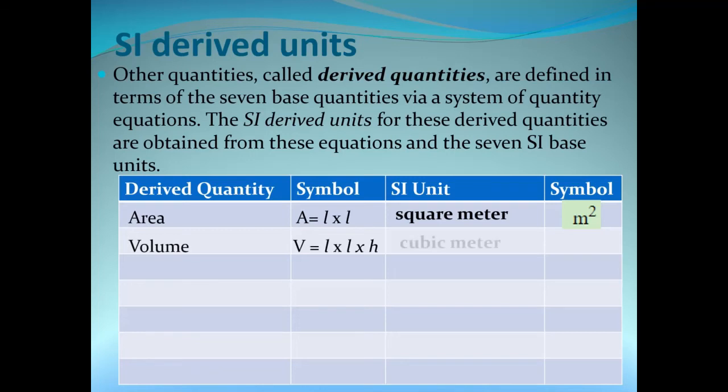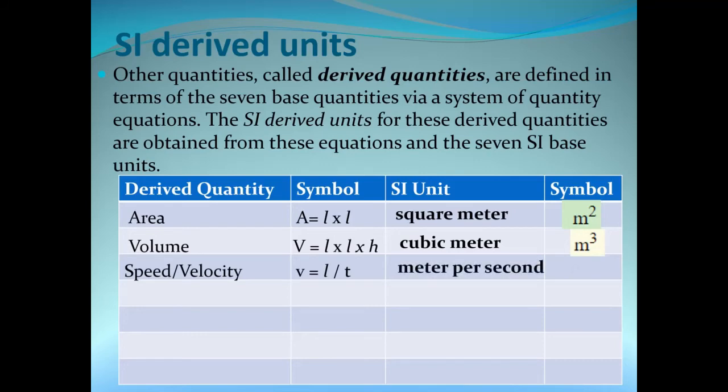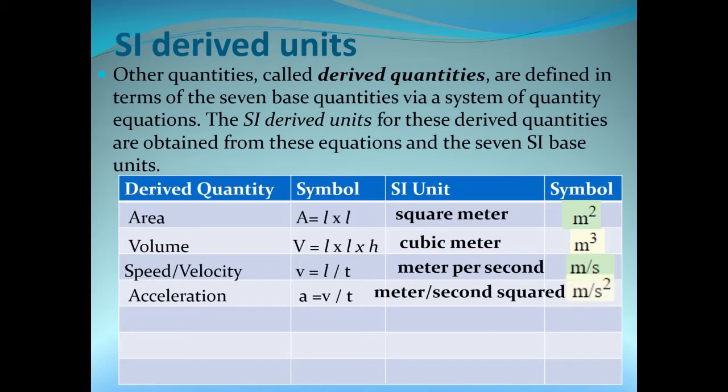Volume is a length times a length times a height. Its unit is cubic meters: meters times meters times meters gives meters cubed. Speed or velocity is a length divided by time, and the unit is meters per second, or m/s, or m·s^-1. Acceleration is velocity over time, and that's meters per second squared, with the unit m·s^-2.